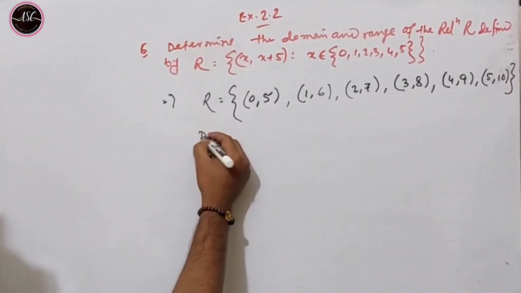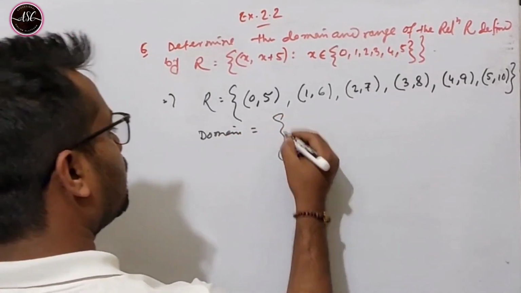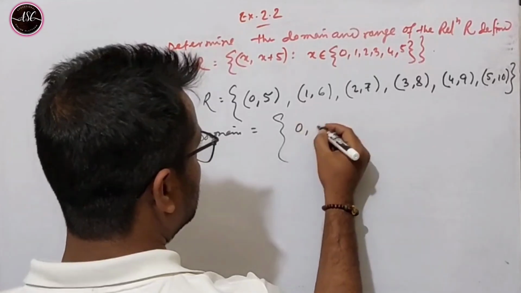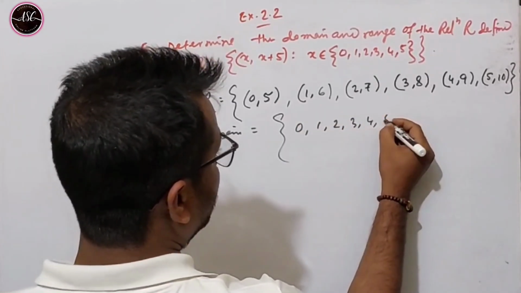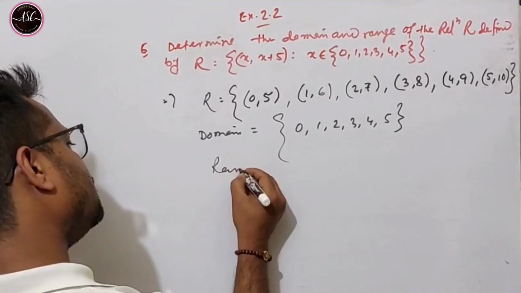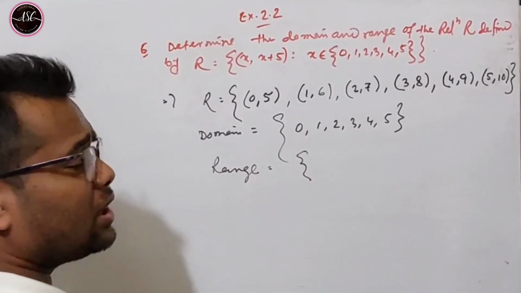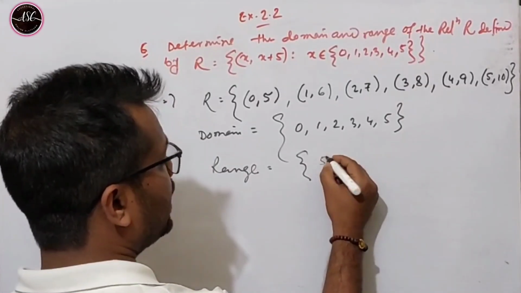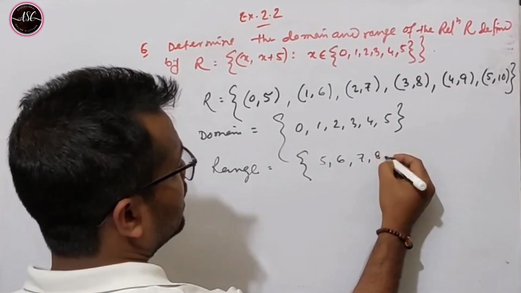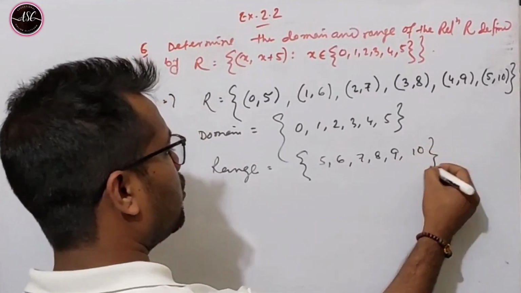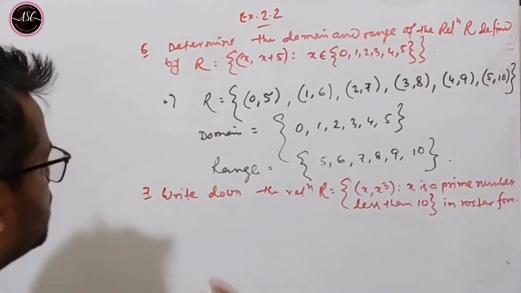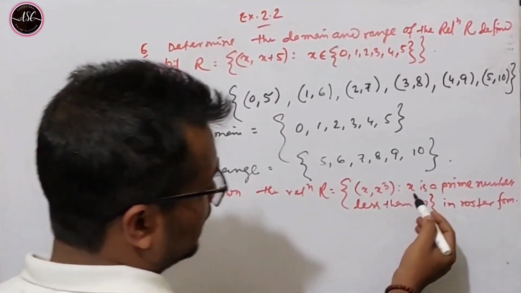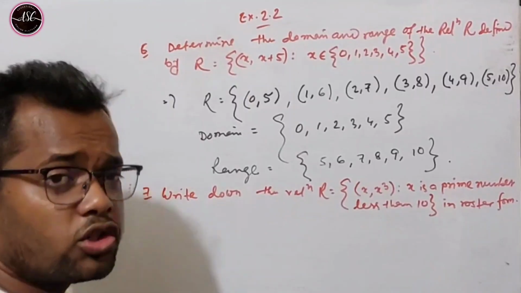Then the domain will be the first elements of the ordered pairs in the relation. So 0, 1, 2, 3, 4 and 5. Okay. Then the range, the set of all the second elements in the ordered pairs of the relation. That means 5, 6, 7, 8, 9 and 10. Okay. So just look at this question. Write down the relation R equal to {(x, x cube)} such that x is a prime number less than 10 in roster form.